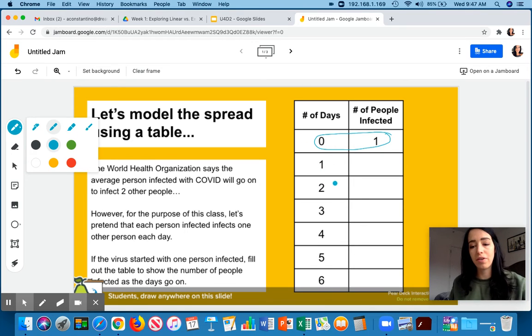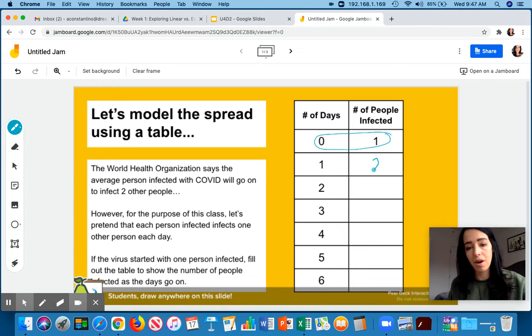After 1 day, so if you think about this person is going to infect one other person, okay? So now there are two people infected, because one person infected one other. Okay, now we have two people infected. Well, this person is going to infect one more, right? And this person is going to infect one more. So now on day 2, we have 4 people infected, okay?